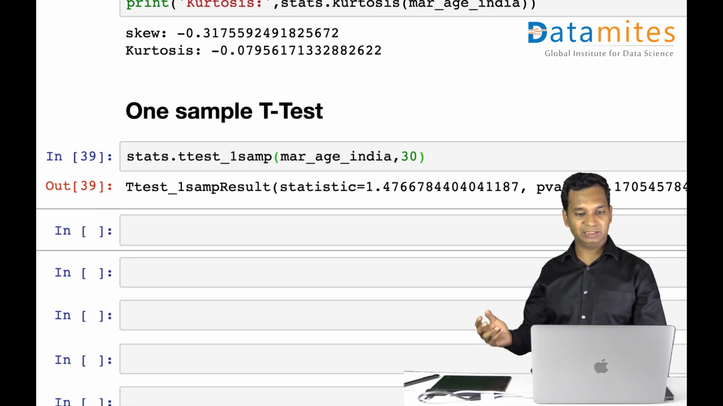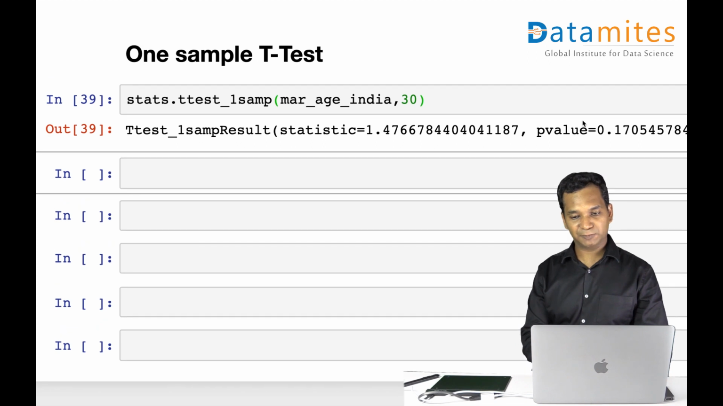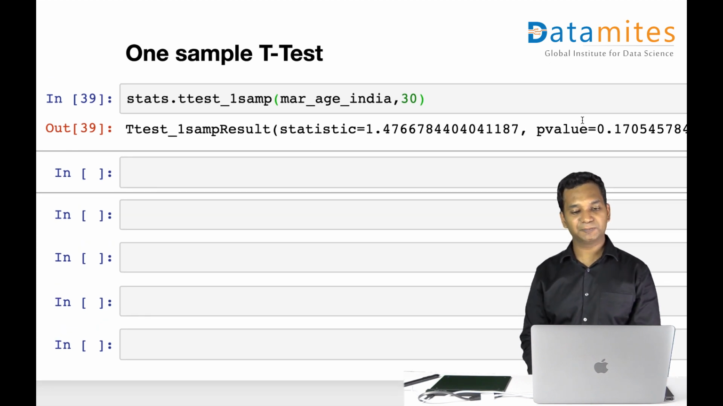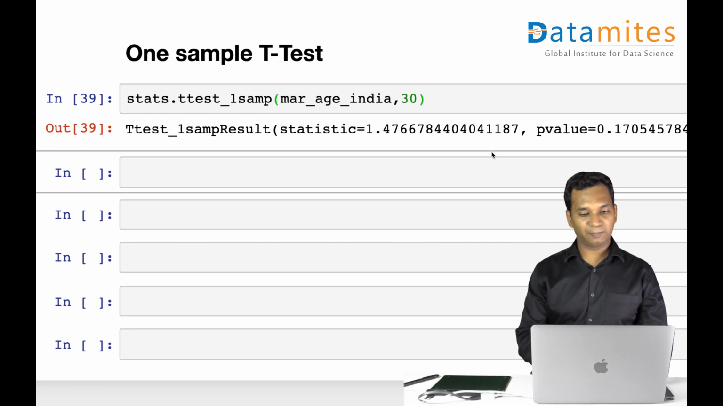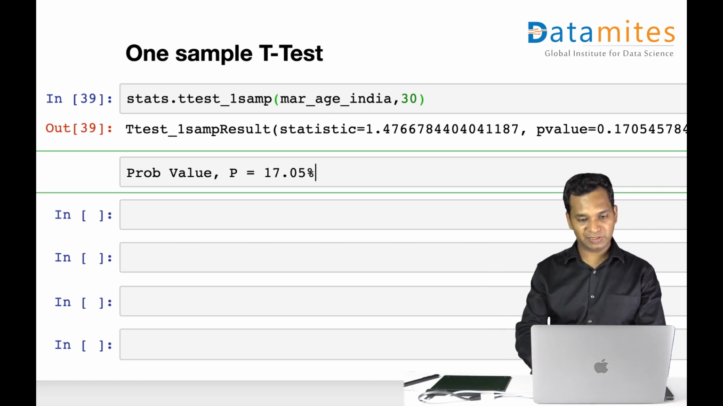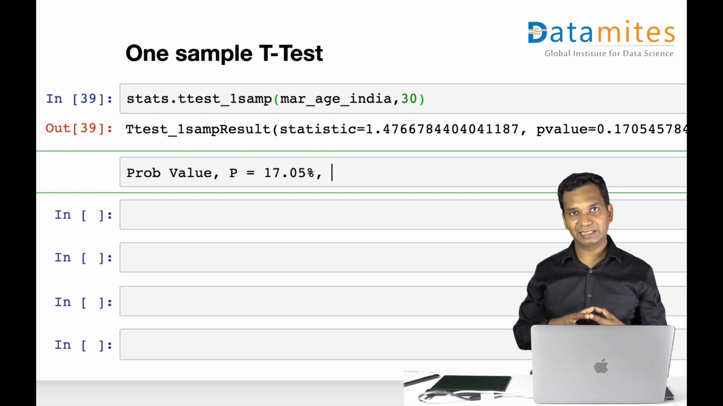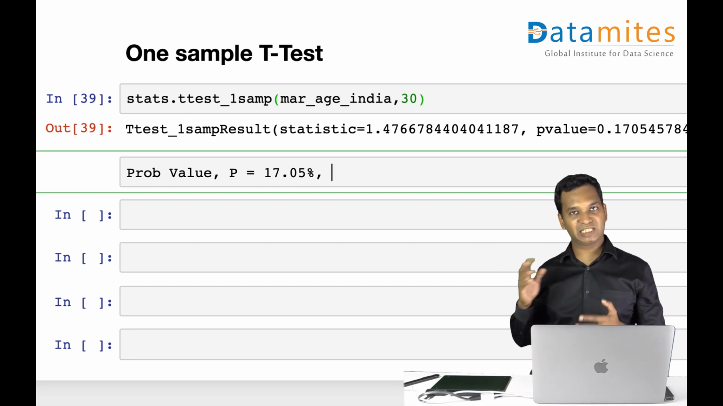So from my test, I have two values. One is the statistic, another one is the p-value. P-value is nothing but probability value. My t-test is telling me that the probability value, or simply p-value, is equal to 17%, or 0.17. It's like 17.05%. Which means that there is a 17% chance that 30 is the marriage age of your distribution.